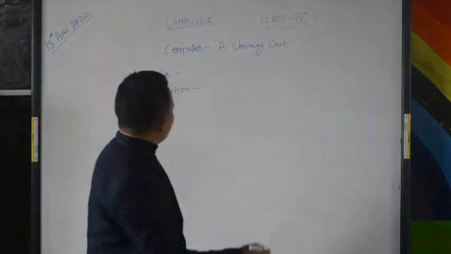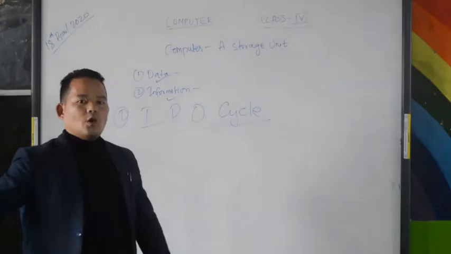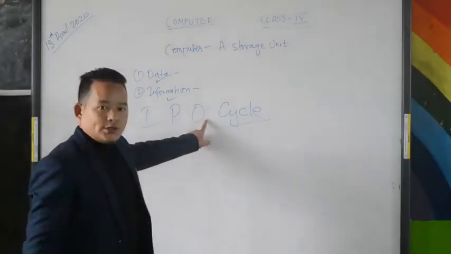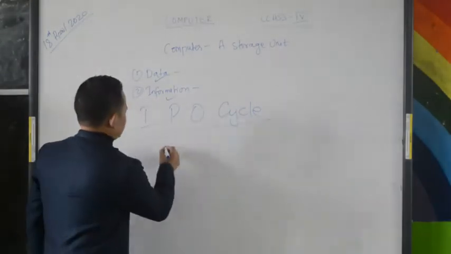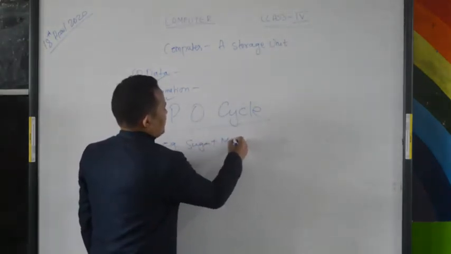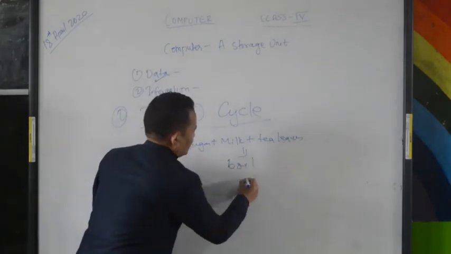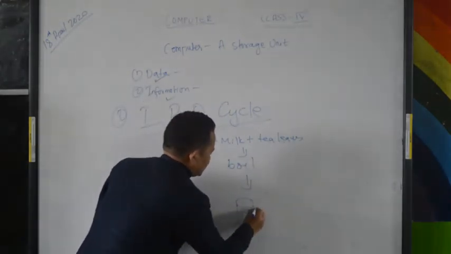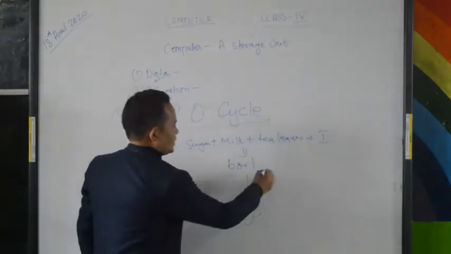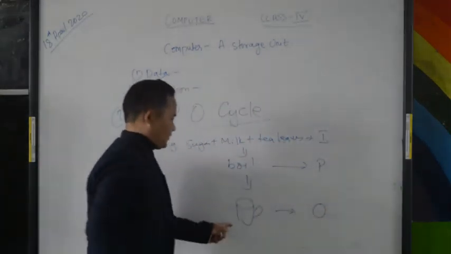Okay, next, number 2, we are going to study the IPO cycle. What is the IPO cycle? I stands for input, P stands for processing, O stands for output. For example, if you want to make a cup of tea, what do you need? You need sugar plus milk plus tea leaves, and then we have to boil it, and after boiling you get a cup of tea. So what is the input here? The tea leaves, the milk and the sugar are the inputs, the boiling will be the processing, and the output is a cup of tea.